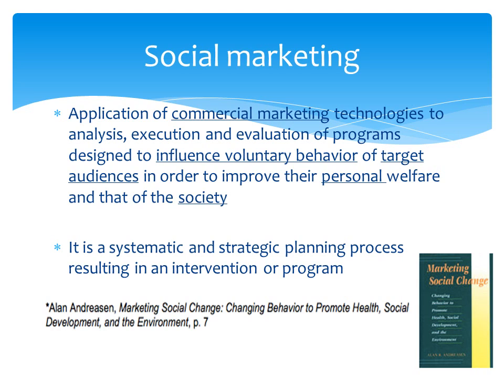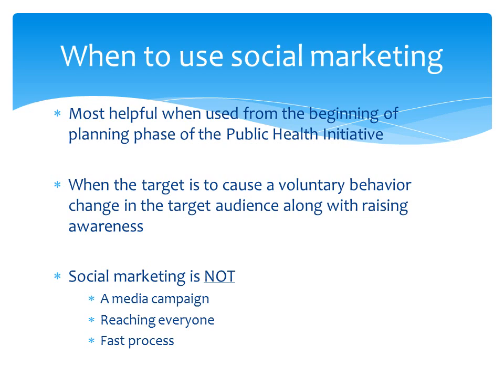Also, it is to be noted that social marketing is a systematic and strategic planning process resulting in an intervention or program. Now that we know what social marketing is, let us see what it is not. Social marketing is not a media campaign, it should not be targeted in reaching everyone, and it is not a fast process. It is most helpful when used from the beginning of the planning phase of the public health initiative, when the target is to cause a voluntary behavior change in the target audience along with raising awareness.